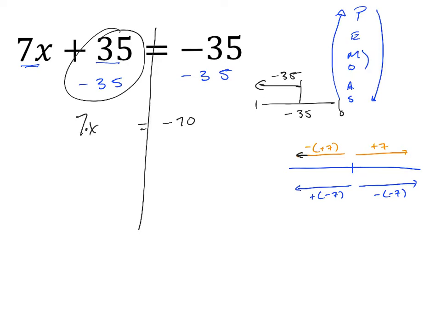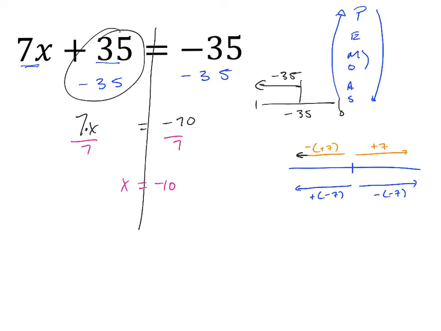And the way I undo multiplication is I divide. So I'm going to divide both sides by 7, and I get x equals negative 10. And then, of course, you always check your solution.